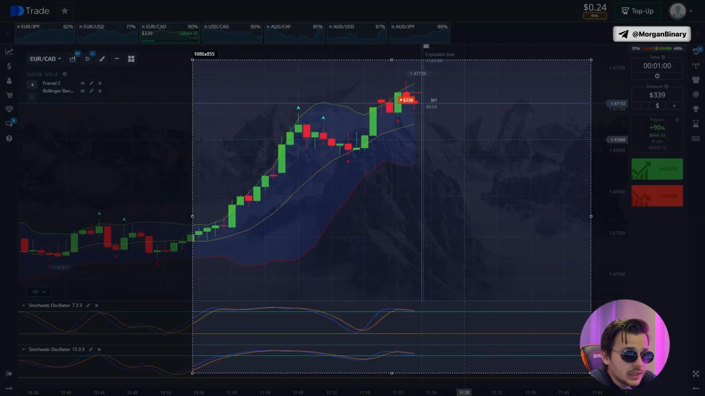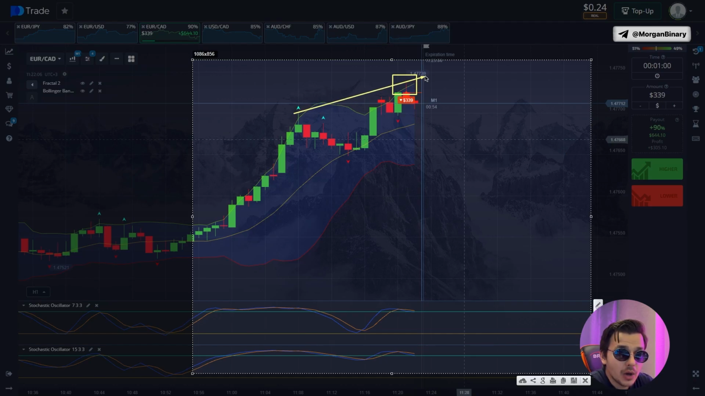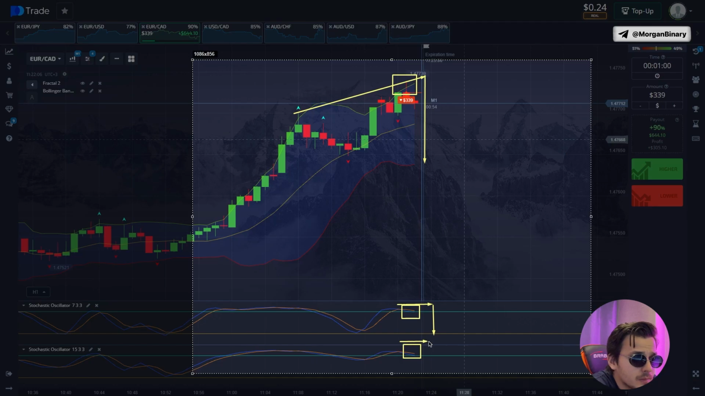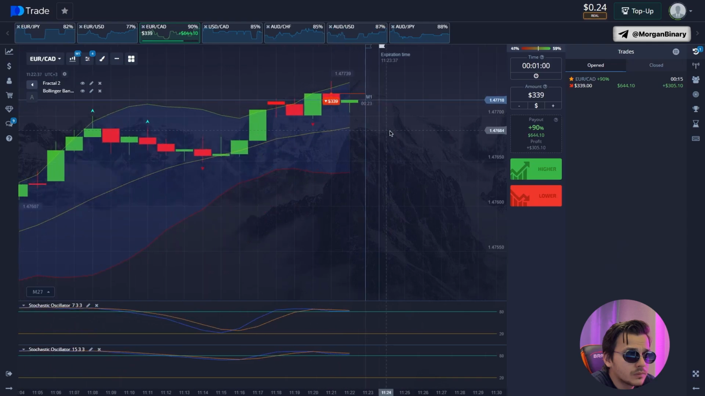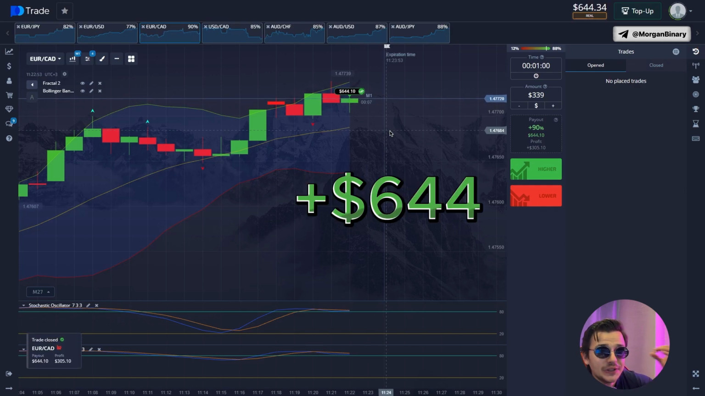We see a touch of the upper Bollinger Band. The local minimum should be updated, and then the price should go into a pullback. Both oscillators are about to exit the overbought area, so we open a sell position here. So let's watch the movement. And the trade closes in profit.